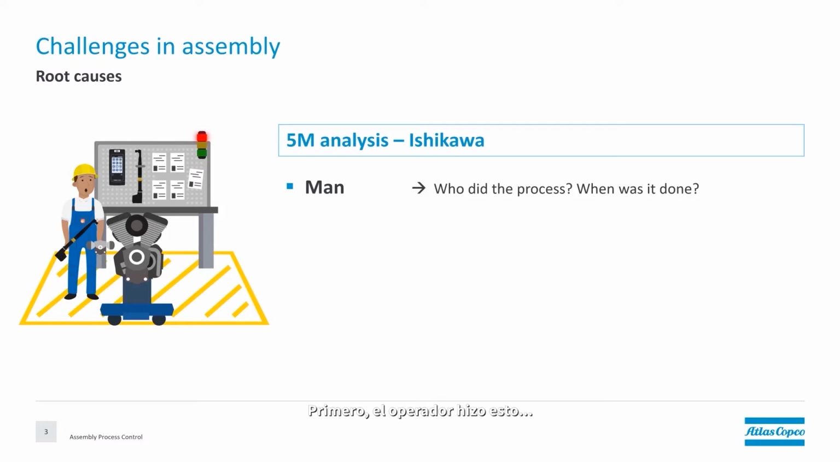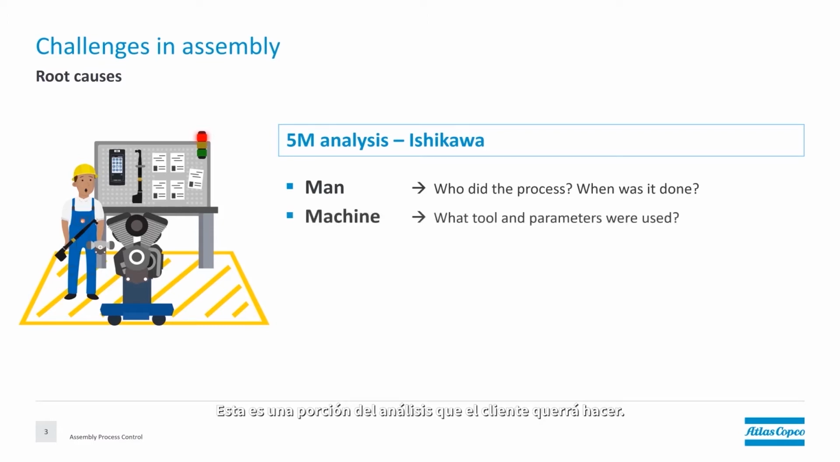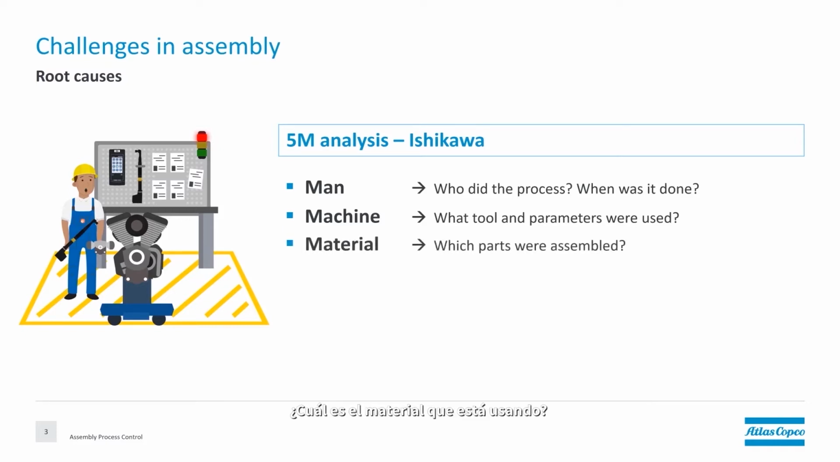First is man, the person that was doing this. Who did it? When was this done? That is a portion of the analysis that the customer might want to do. They want to know maybe what the machine they were using, what was the configuration, was it calibrated, was it the right machine for that operation? That could be another root cause. The material that was used, did we have the right part in there? Did we have the right bolts? Are we using the right material for that specific model?